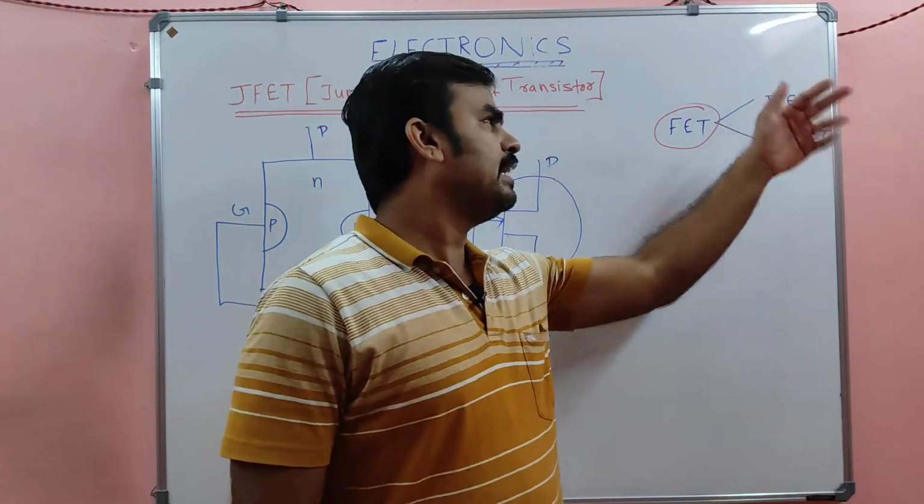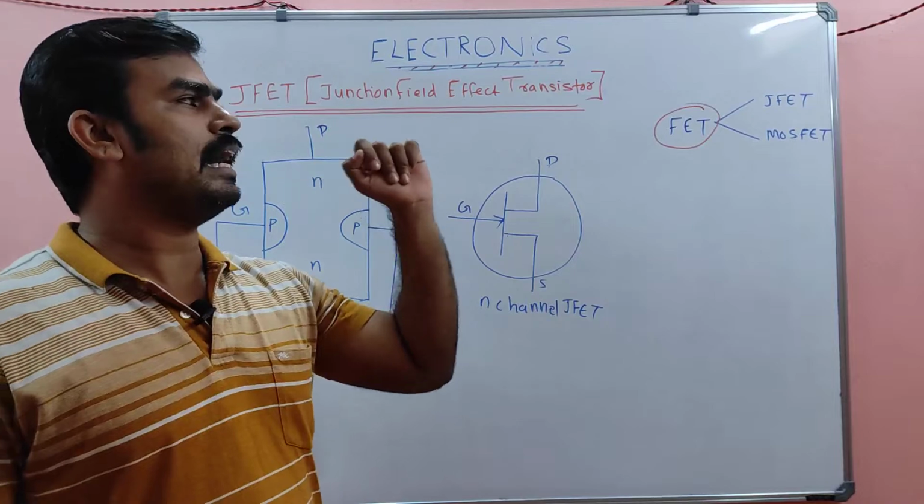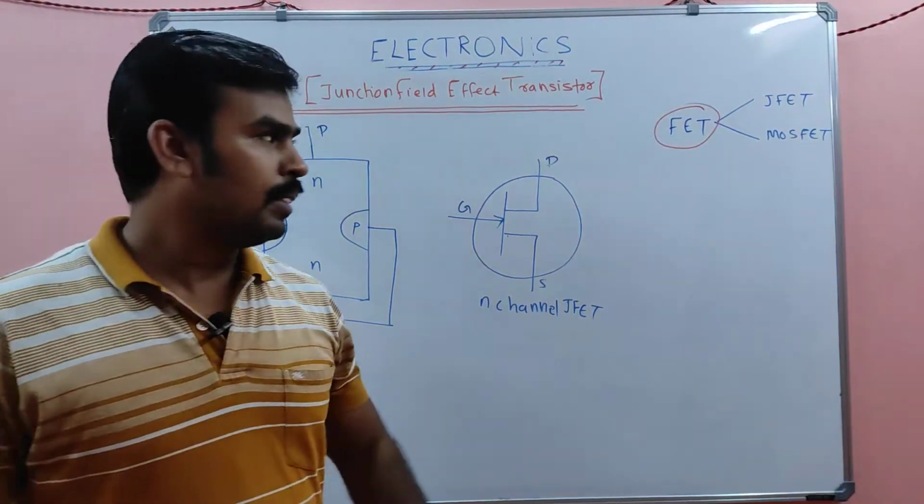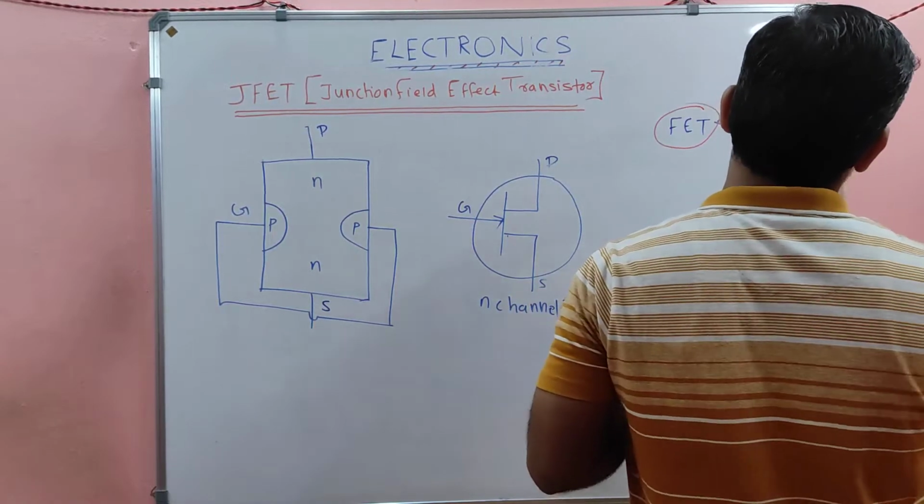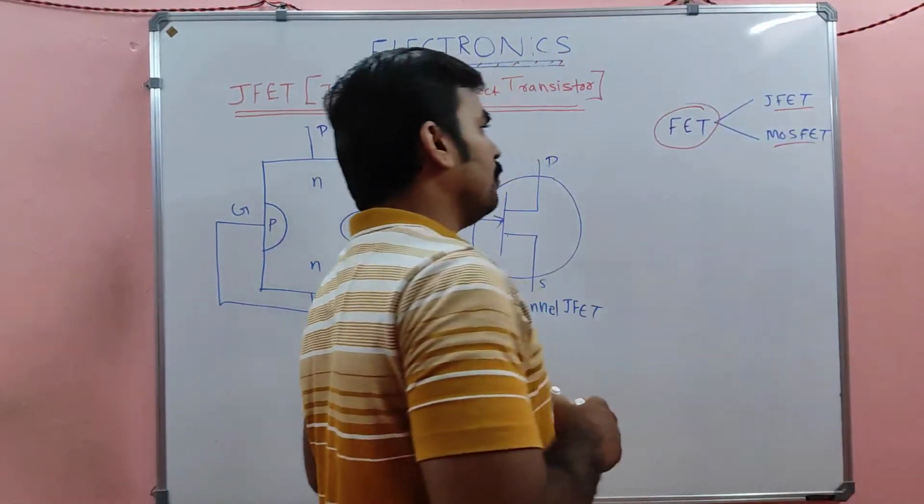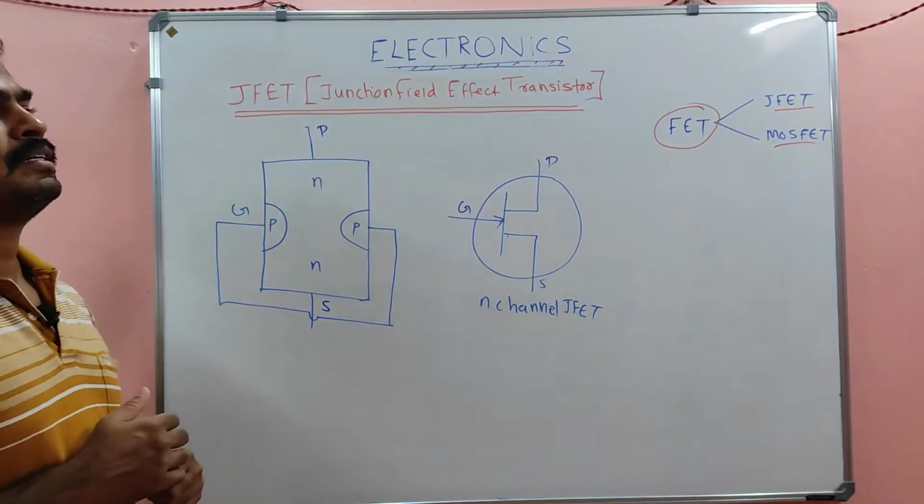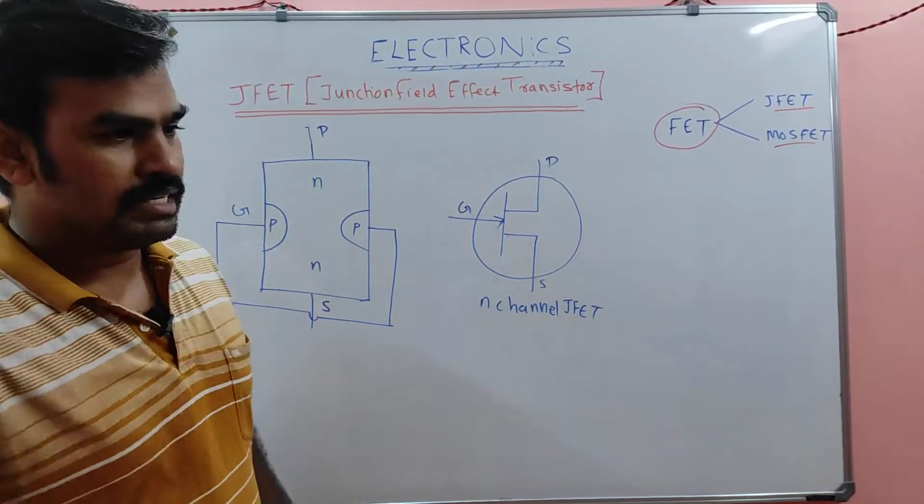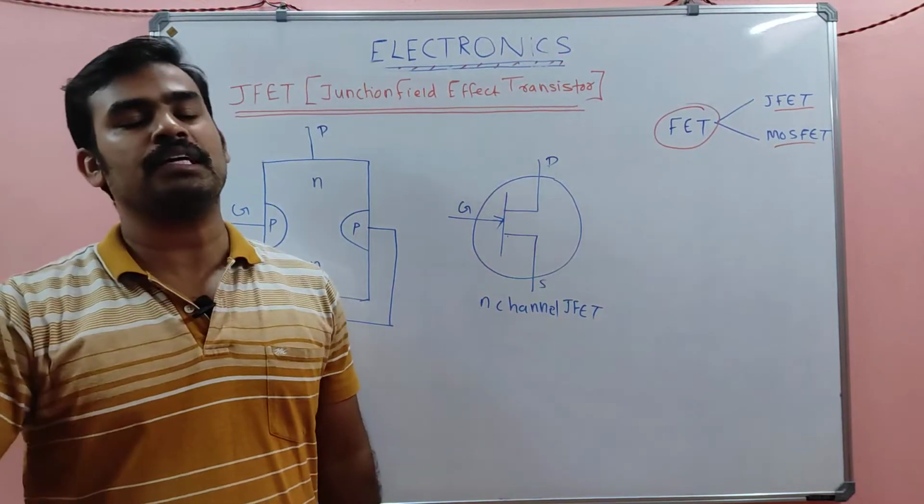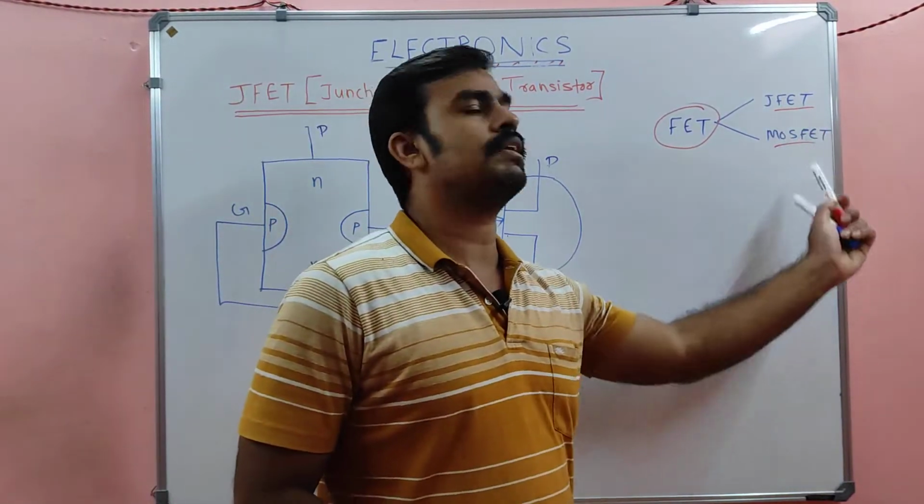So FETs are again classified into JFET and MOSFET. JFET is nothing but junction field effect transistor, and MOSFET is nothing but metal oxide semiconductor field effect transistor. Towards our classes, now we are going to discuss everything in detail, very detail.